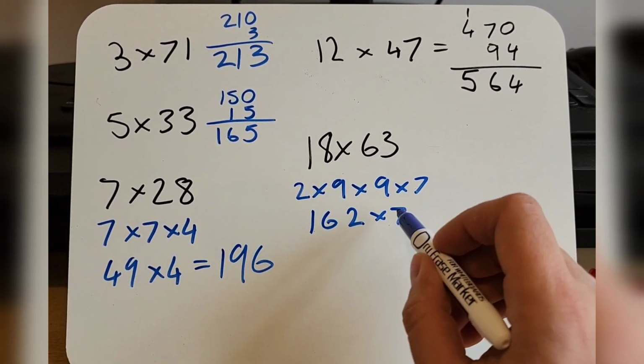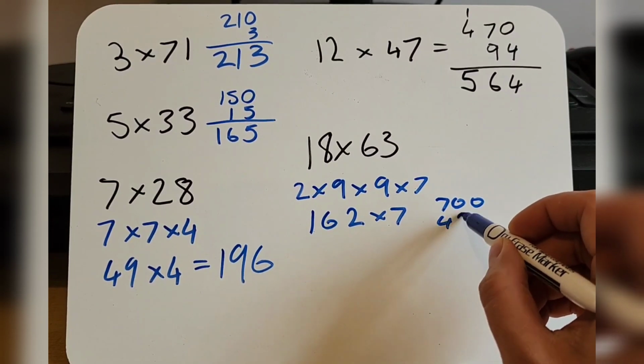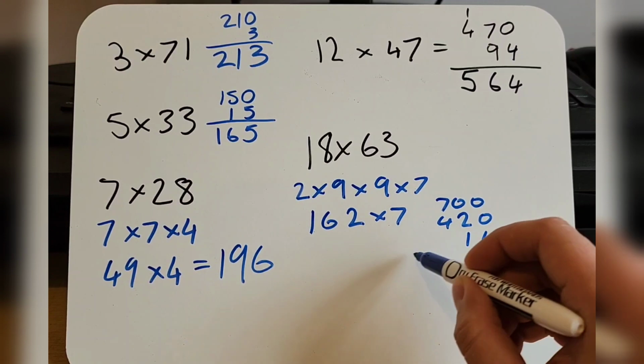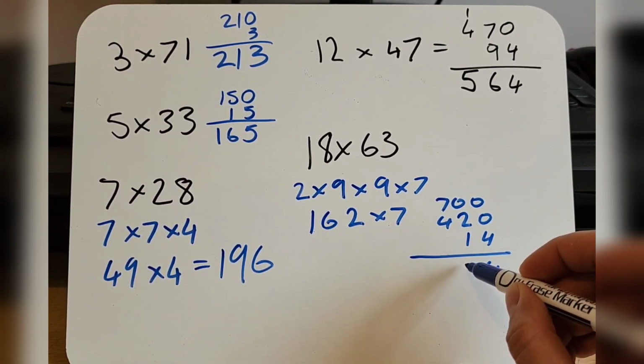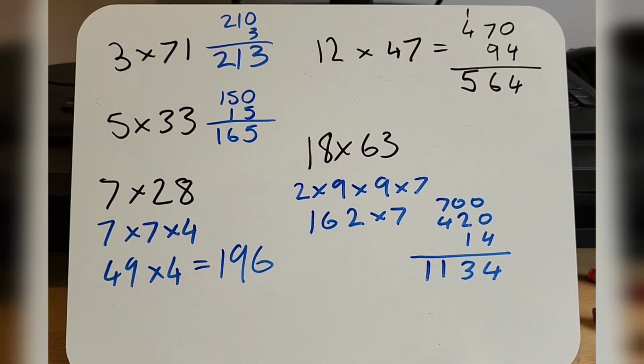Now I switch to partitioning. So 7 times 100, 700. 7 times 60, 420. 7 times 2, 14. 1,134.